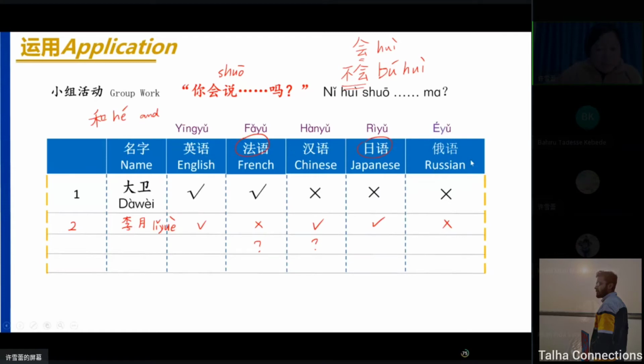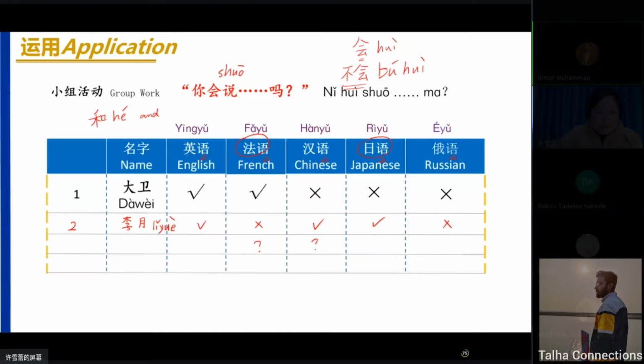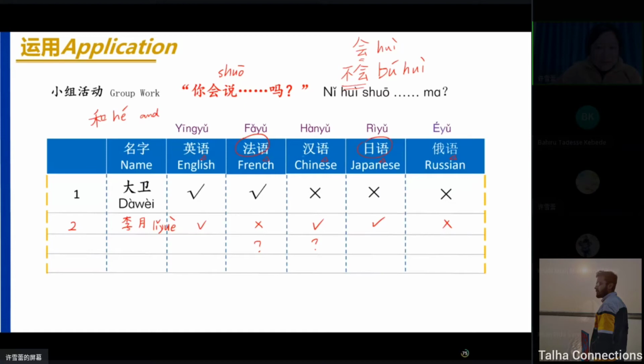So do you find something in common? These five words. What's in common? They all have the character 语, yes, 语. So this 语 means language. For example, 英语, that's English language. 法语, French language. 汉语, Chinese language. 日语, Japanese language. 俄语, Russian language. So 语, basically its meaning is language.